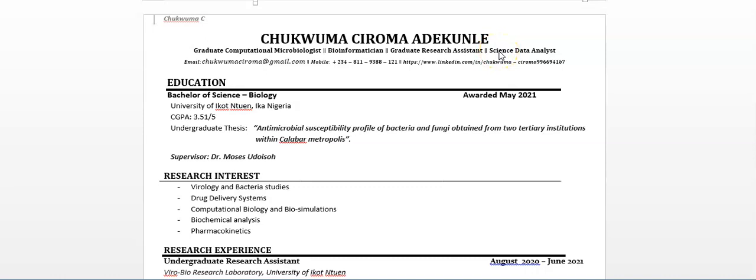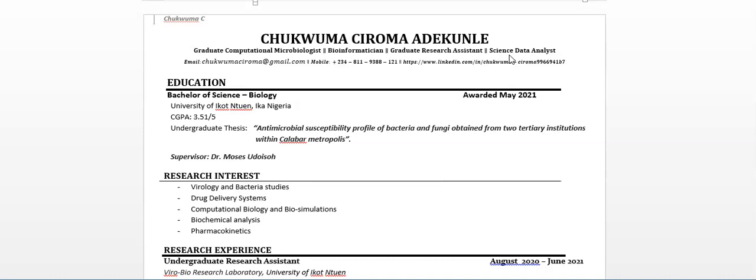Now, for this person, Chukwuma Siroma Adekunle, he is a graduate of biology. He is interested in computational microbiology. And so he has already told anybody looking at this CV that he is a graduate interested in computational microbiology. Furthermore, he is also interested in bioinformatics. Beyond that, he is looking out for a graduate research assistant position, and he is a science data analyst. Anybody looking at this CV at one glance can have a summary of who Chukwuma Siroma Adekunle is.